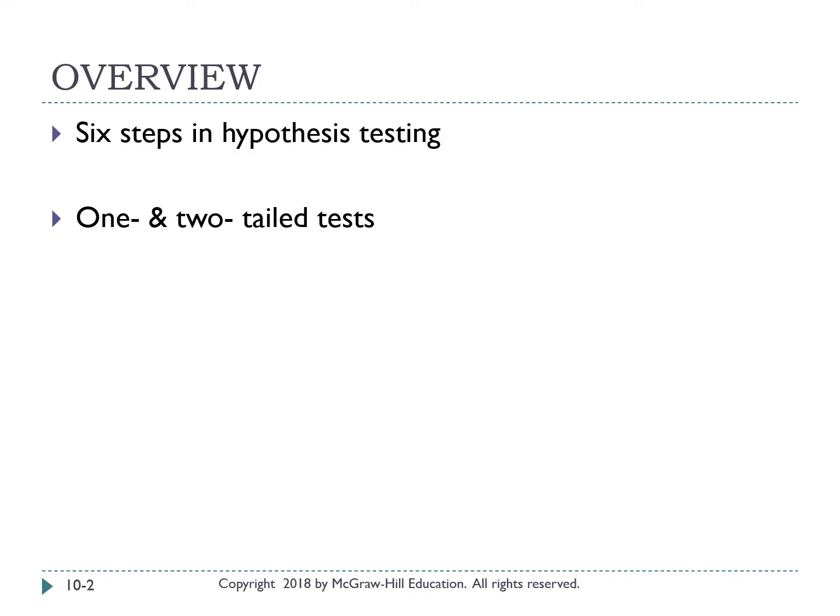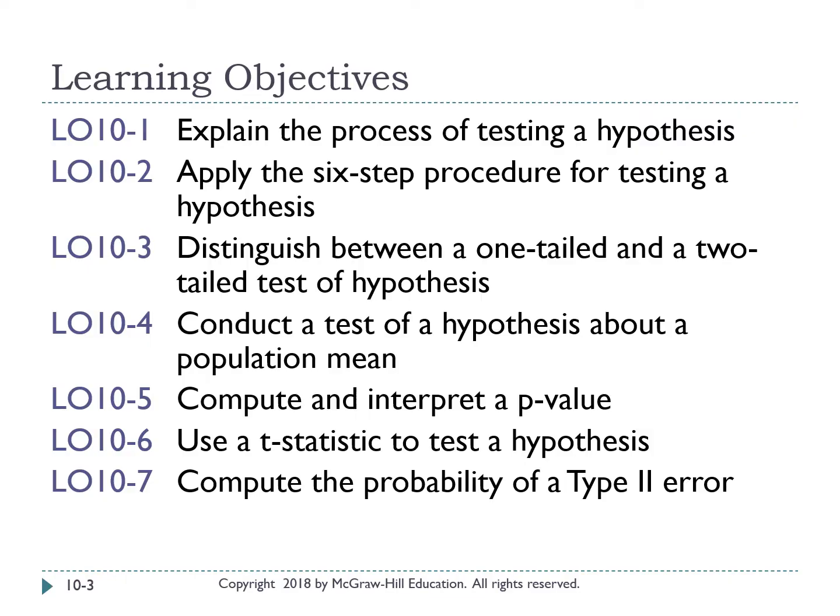There are two things that we will focus on in this chapter. The first one is the 6 steps in conducting our hypothesis test, and the second one is 1 and 2 tail tests. In particular, we will focus on Z and T distribution. Okay? You will learn all these learning objectives except the last one. So we will not cover the last one.